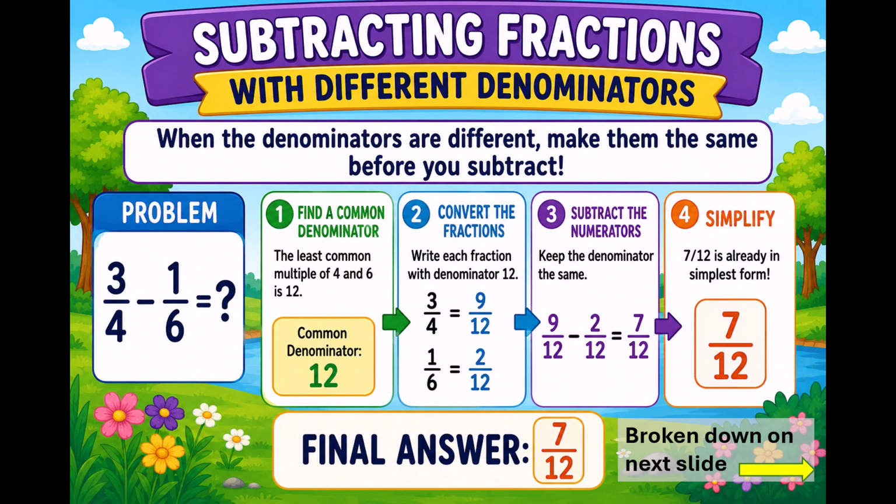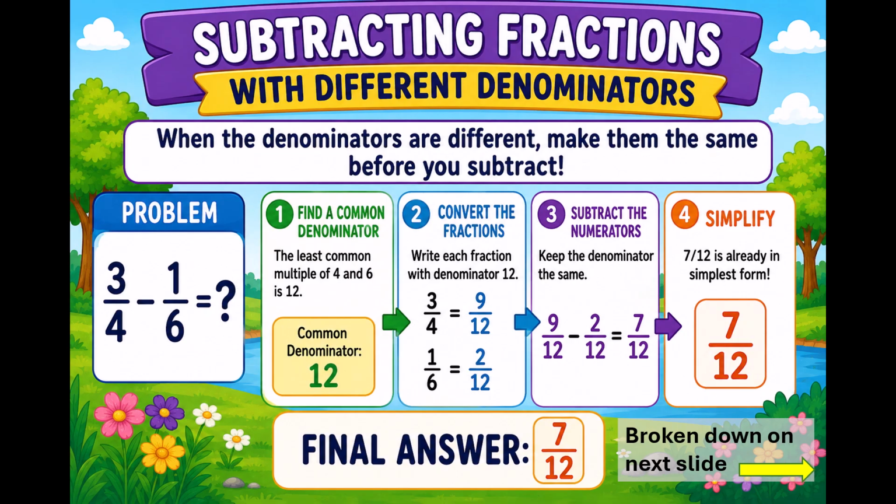Subtracting fractions with different denominators. So we're going to look at how to subtract fractions with different denominators. Before we can subtract, the fractions must have the same denominator. So let's look at the example 3/4 minus 1/6. Step 1, find the least common denominator, the LCD. The denominators are 4 and 6. The smallest number they both divide into is 12. So the LCD is 12. How did we get that? Take a look at the images as I'm speaking so you can see that part.